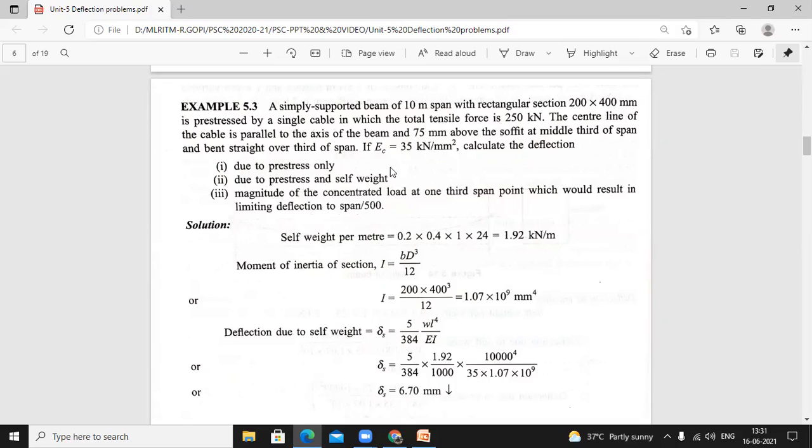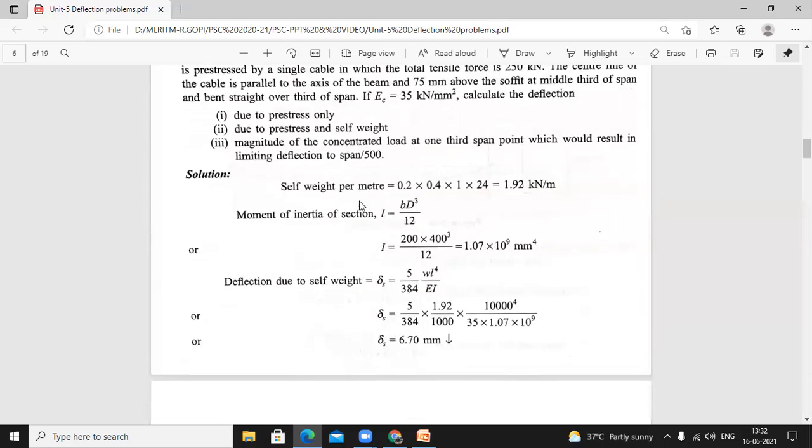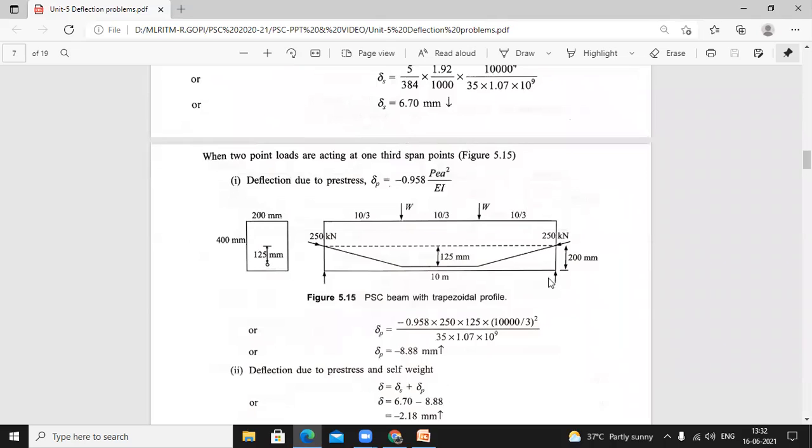Students, first you understand what is the type of the cable profile. This is the major thing in this type of deflection problem, because the deflection due to pre-stress is based on the cable profile only. Now you can see here the center line of the cable is parallel to the axis of the beam and 75 mm above the soffit at the middle third of span and bent straight over the outer thirds. So now I will show the diagram. You can see the diagram.